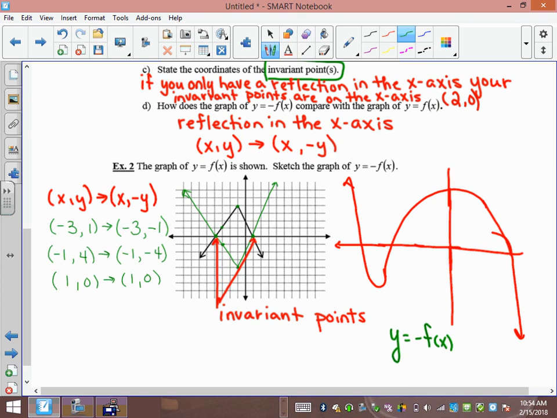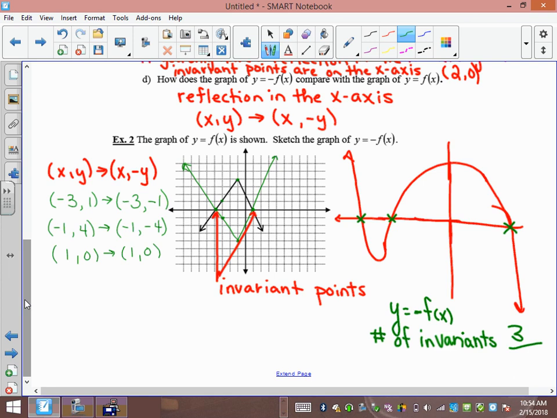Now if I ask you number of invariant points, do I even need to draw the new graph? No. So we have a reflection in the x-axis. So anything that's on the x-axis stays the same. We agree? So how many of them are there? Place in the first box of numeric response, or whatever, right? And they can ask another one.